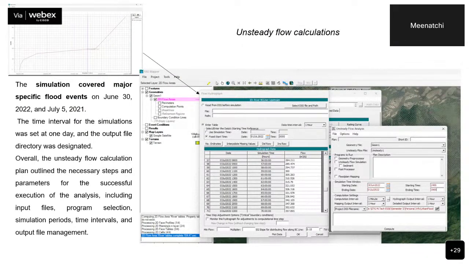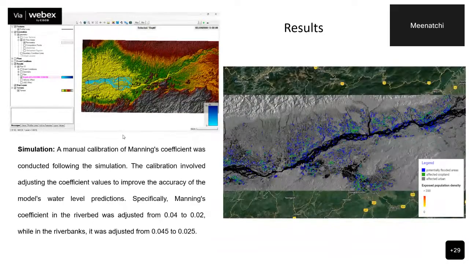So for the unsteady flow calculations, these are the datasets that have been provided, the dates and the simulation time with the flow. The time interval for the simulation, because of computational limitations, is set at 1 day, and the output file was designed. For the particular simulation period and time interval, the output file will be generated by unsteady flow calculations, as it is 2D modeling. And these are the results. Here, after doing the manual calibration of Manning's coefficient, we'll be getting the velocity, depth, and the geometrical simulations.